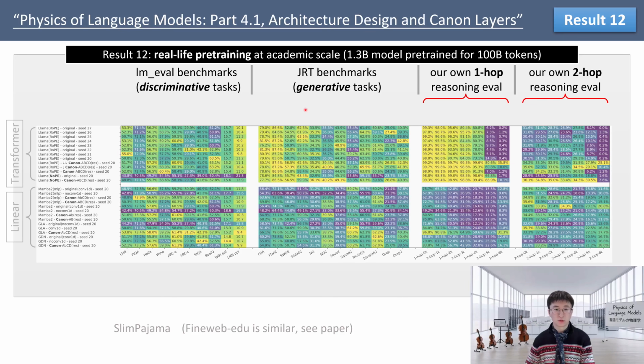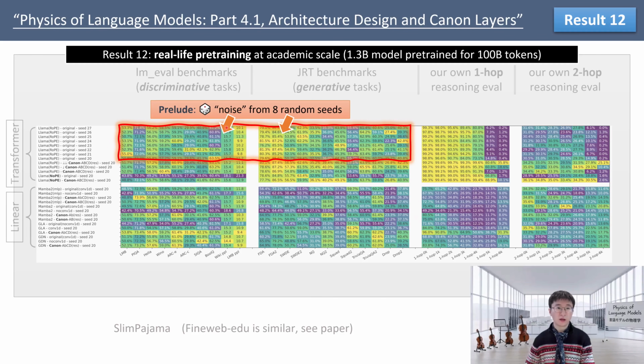So let's focus on the first two columns first. The first result I want to emphasize is that if you just use the vanilla Llama or RoPE architecture, and just vary the random seed, say 8 different times, you can see it's already very noisy. The performance on those benchmarks varies a lot. This was actually the same picture I showed you in the previous talk, where I emphasized that real-life pre-training is really noisy. Therefore, if you want to derive some robust and meaningful result, you have to look at the rows that are outside this standard deviation of the random noise.